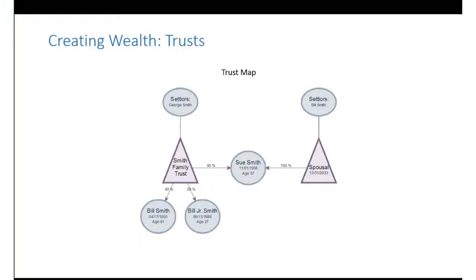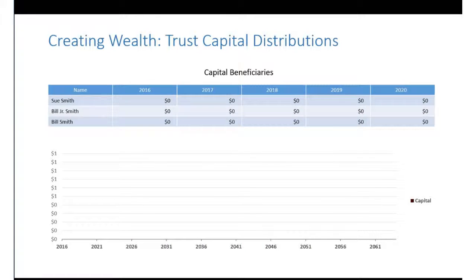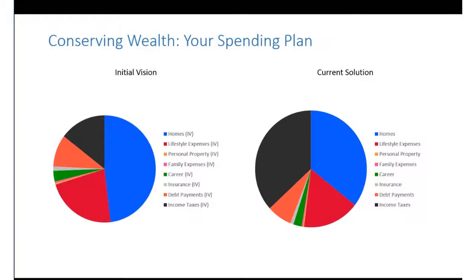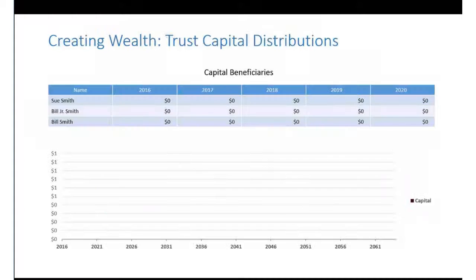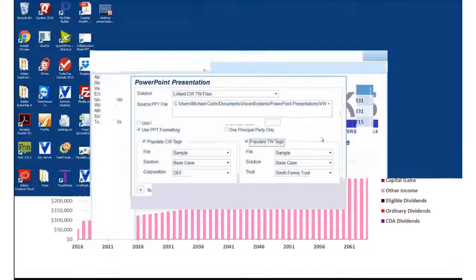Here's the trust map right out of TrustWorks, and then we can see the income beneficiary output, excuse me, again right out of TrustWorks. There are no capital or payments to capital beneficiaries. So we could include or not include that slide, or there might be capital payments, hard to say. But in any event, you can see how we were able to bring that in.